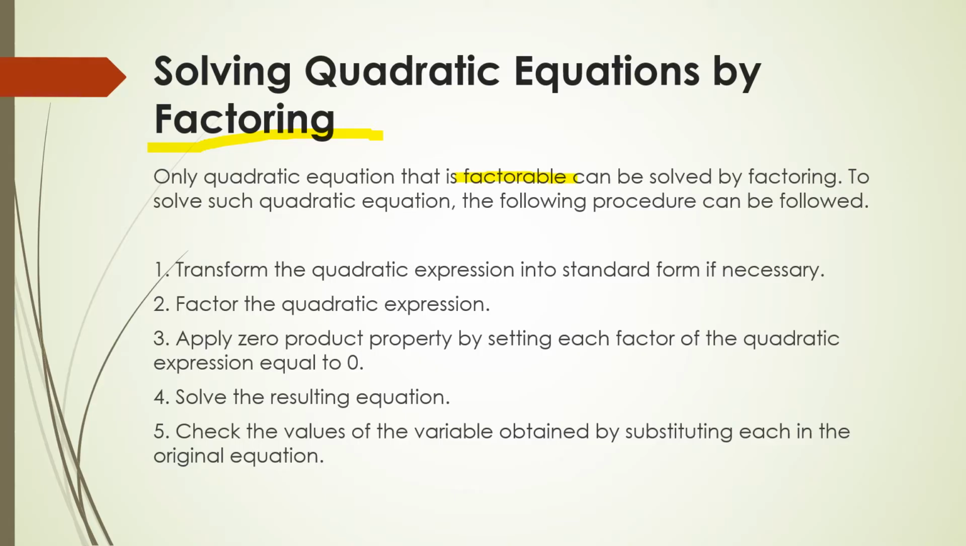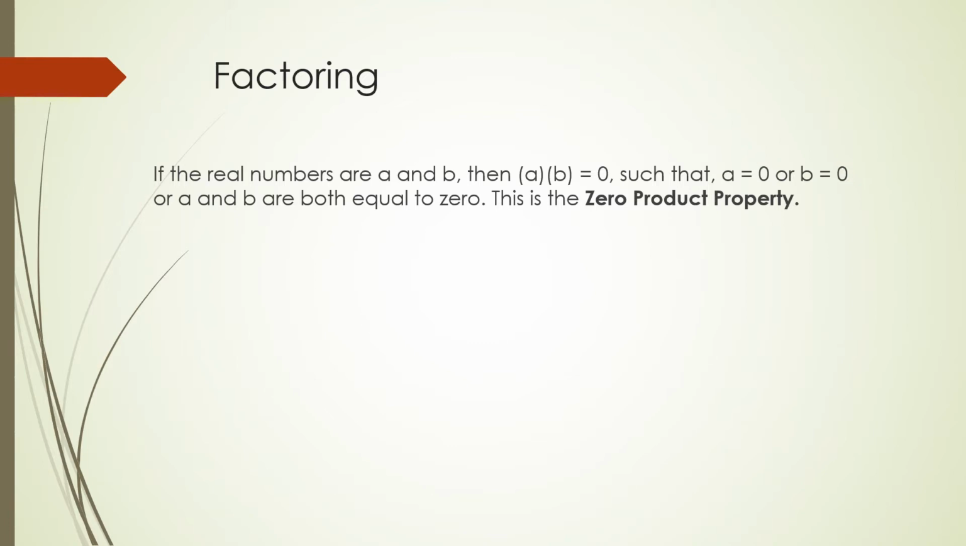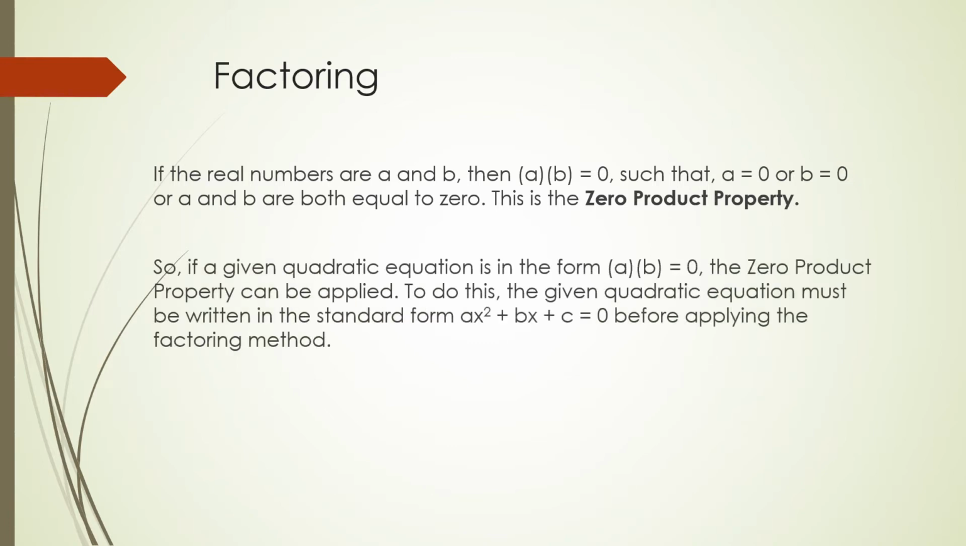So, let's have the example. Okay. So, before we proceed in the example, let's have the zero product property. If a and b are real numbers, then a times b is equal to 0, such that a is equal to 0 or b is equal to 0, or a and b are both equal to 0. So, pinaghiwalay lang. Since si a and b, parehas naman silang naka-equate kay 0, ngayon, pinaghiwalay lang si a at saka si b. Kuha po.